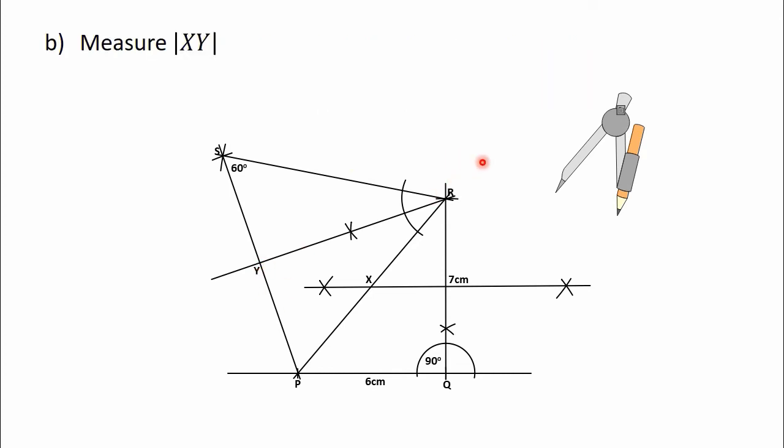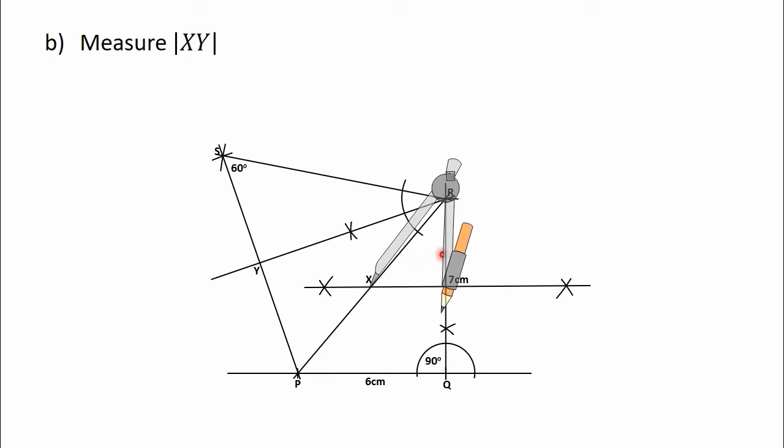Let's consider the last part of the question. It says that we should measure the length of XY. We have point X here and we have point Y here. The question wants us to measure the length of XY. To do that, you take the compass, then you put the needle on either point X or point Y. I'm going to choose point X. So I'll put the needle on point X.